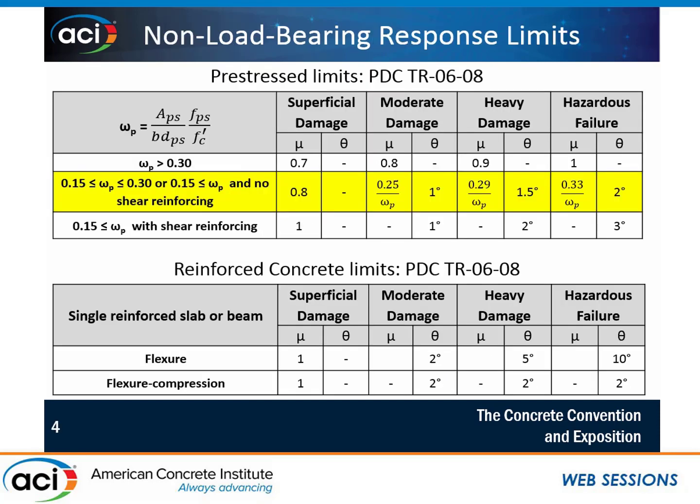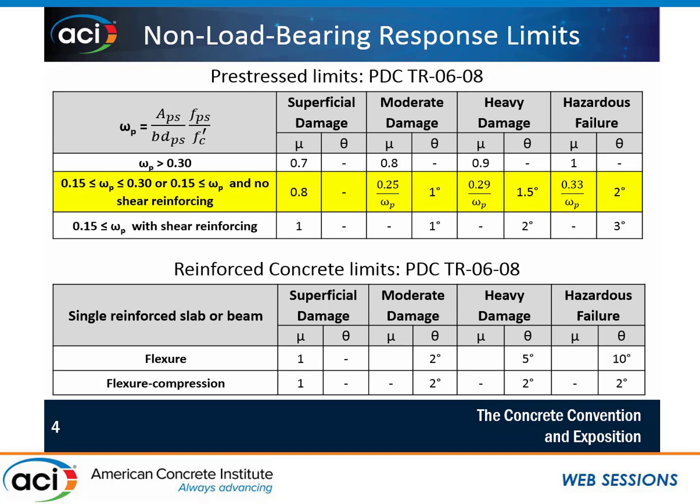Again, I'm sure you have all memorized this table by now because it's been shown so many times. But the main thing I want to point out is this row highlighted here in yellow. These are the existing response limits typically used for architectural panels. Very low limits, and one of the problems with this table is that this is only for non-load bearing members. In contrast, the bottom table is for reinforced concrete response limits, and you can see the thresholds are much higher, so heavy damage 1.5 compared to 5.